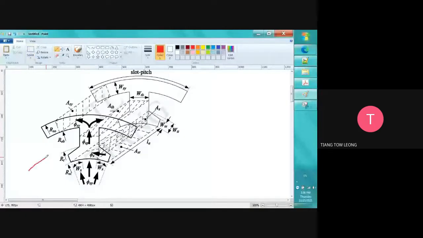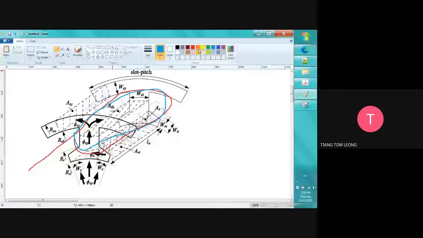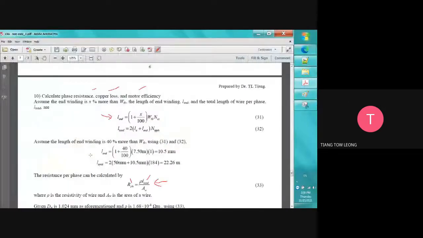If we put a wire, go inside and then go out like this, and then go again, right? First of all, the line should go from this one, like this. This is the total length that we need to calculate. And then we know that this part is LA. The problem is this N winding. So how to calculate this N winding? We use 1 plus, let's say we assume X% more than the WTB.